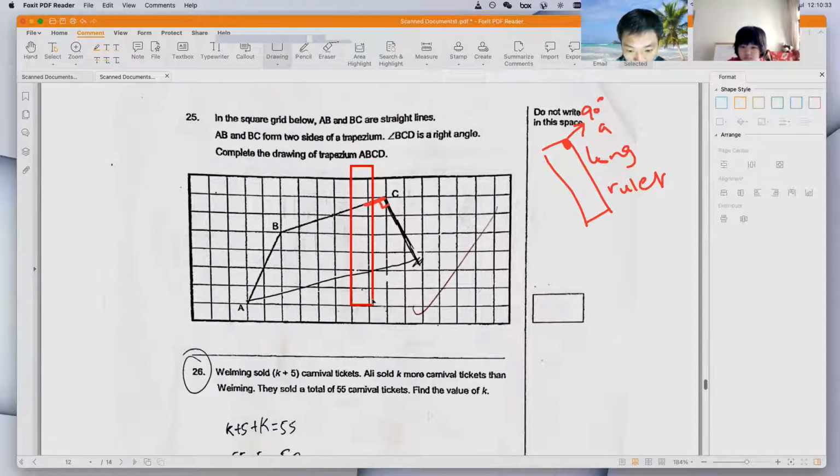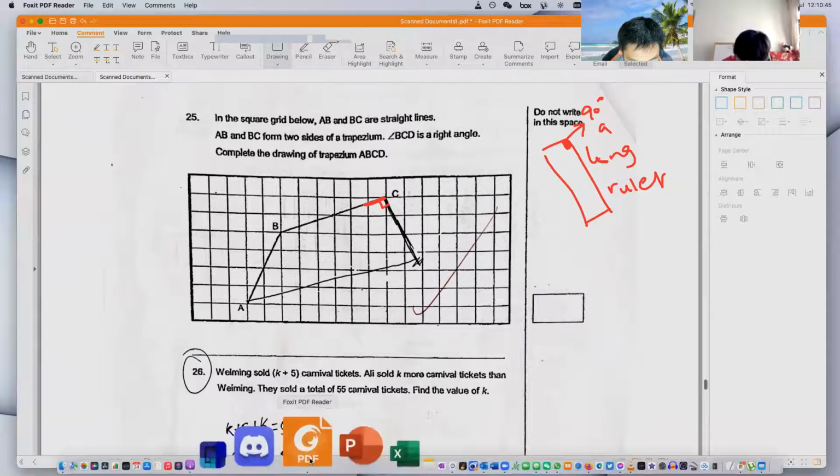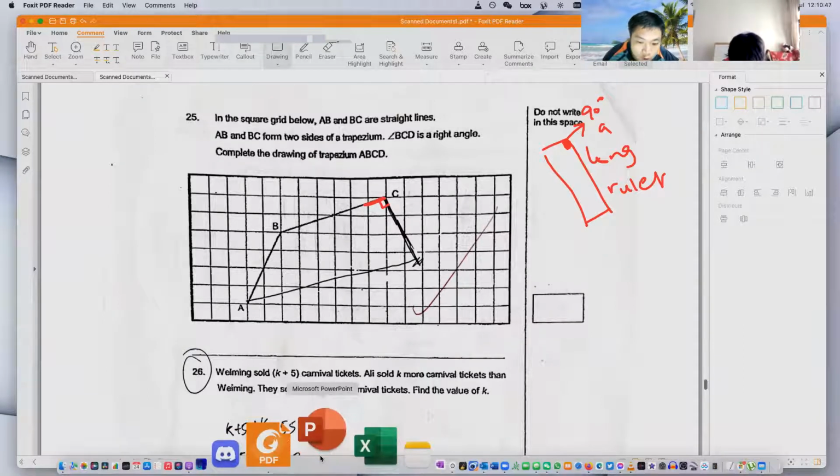Looks like I cannot rotate. That's the problem here. I cannot rotate, so it's very hard for me to do this question here. Let me do it on PowerPoint. I'm actually demonstrating to you how you can do it on your side also.